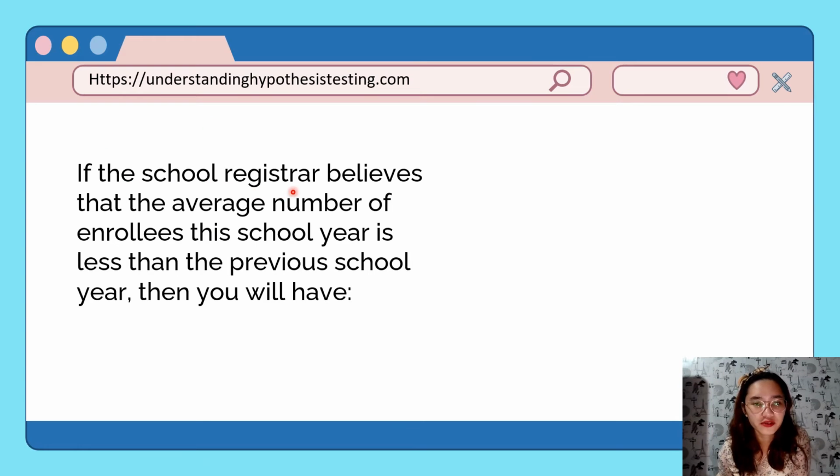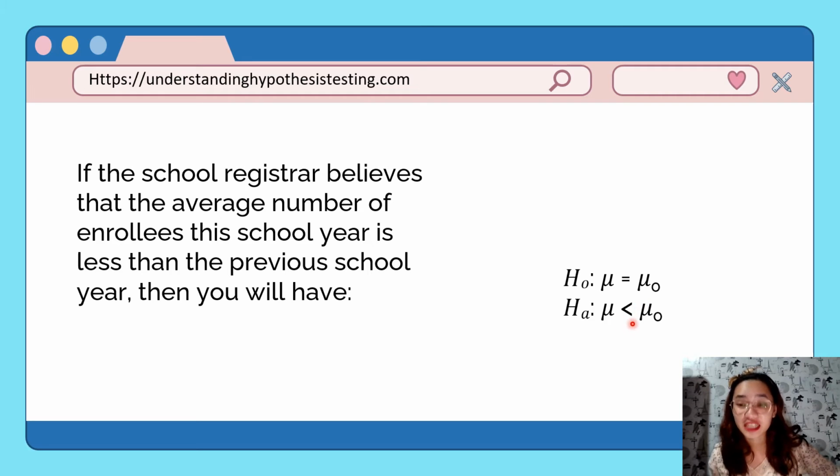Yeah, so if the school registrar believes that the average number of enrollees this school year is less than the previous school year, then we will have, ayan. So, yung naka-hypothesis natin, again, equal po siya from the previous year. Then, so, alternative hypothesis natin ay less than. So, hindi siya equal. Okay po? So, hindi siya equal at less than daw po siya. Kaya, yun po yung ating alternative hypothesis.